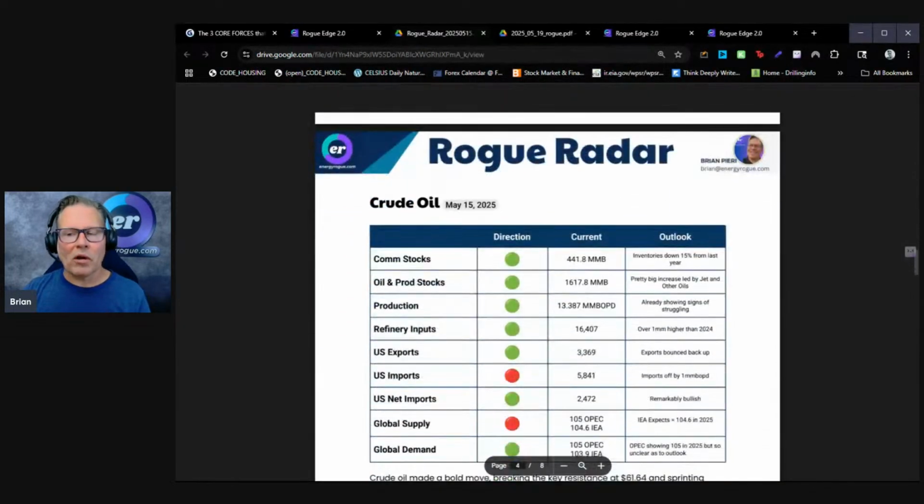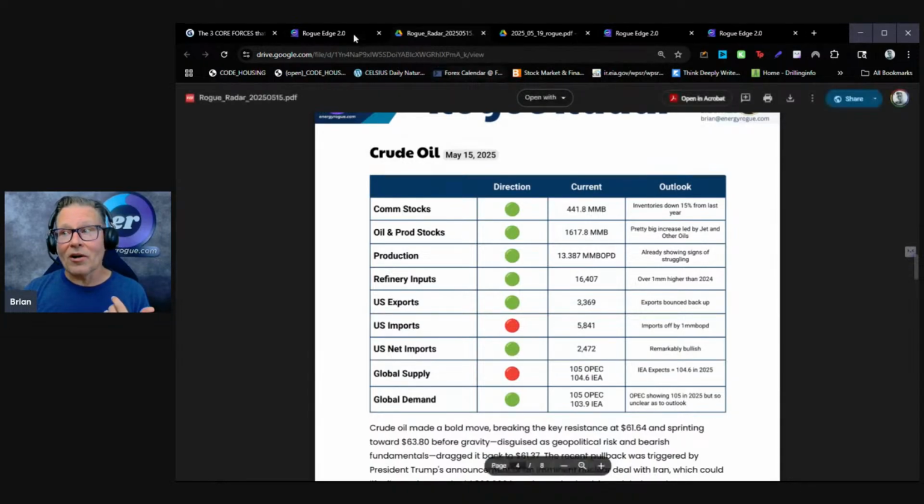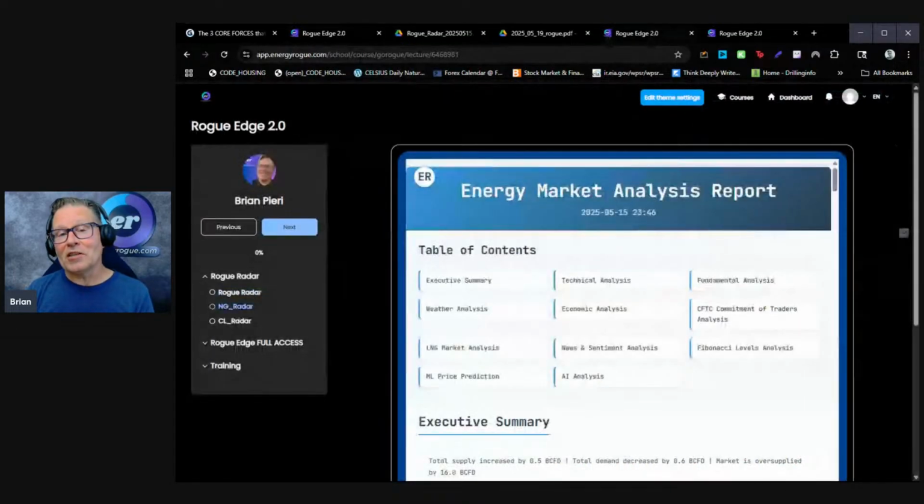We do the same on crude oil where we cover commercial stocks, oil and product stocks, production, refinery inputs, exports, imports, all of it. Then we also have what we just released, Natural Gas Radar, which gives you an executive summary, technical analysis, fundamental analysis, and this one is for natural gas, weather analysis, economic analysis, CFTC commitment of traders, LNG market analysis, news and sentiment analysis, Fibonacci levels, and machine learning price predictions.